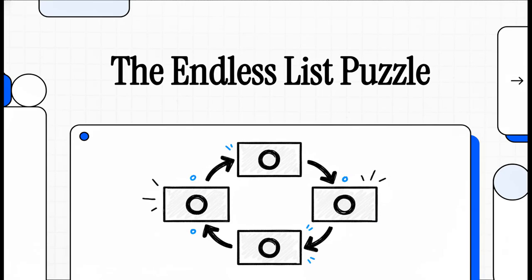All right, let's talk about a really cool but kind of tricky puzzle in programming. A list that looks like it never ends. It's called a circular linked list. And today, we're going to figure out exactly how to navigate it without getting trapped.